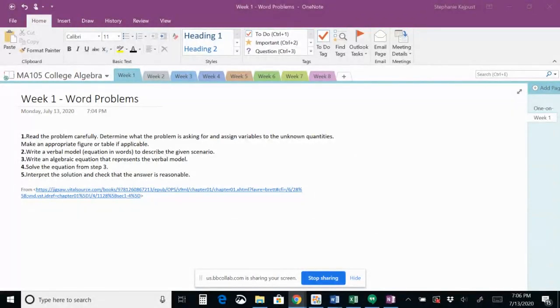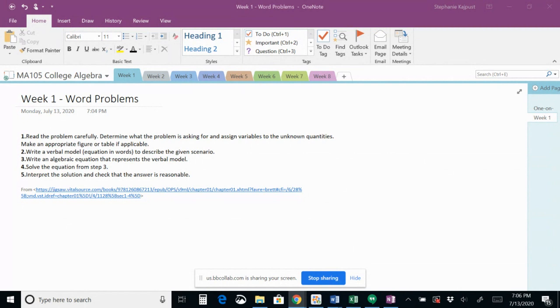Okay, so word problems, we've got a 5-step process here. Step 1 is to read the problem carefully. You need to determine what you're looking for, what the question is asking you for, what answer you're trying to solve. Figure out what you know and what you don't know, and the items that you're looking for are what you assign variables to.